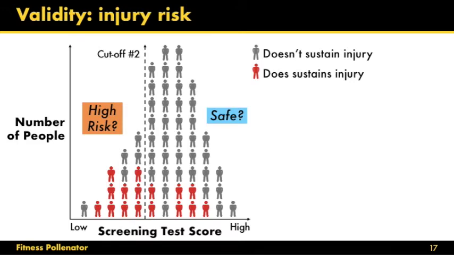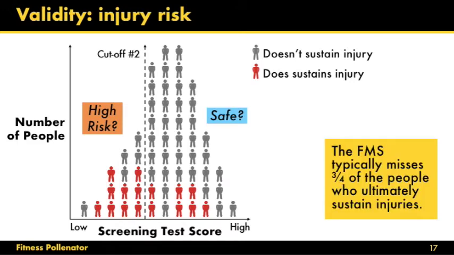So, in fact, the FMS actually misses, on average, 3/4 of the people who go on to get hurt. Because of this, the FMS shouldn't even technically be called a screen. A screen, by definition, correctly identifies over 90% of people who sustain an injury. But to keep things simple, I'll keep using the word screen just because that's what everybody calls it. Bottom line though, contrary to its original claim, the FMS should not be used to predict injury, at least not in isolation.